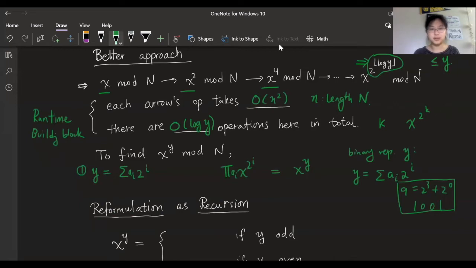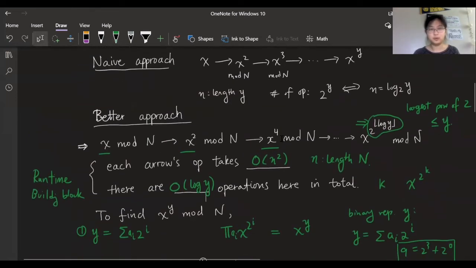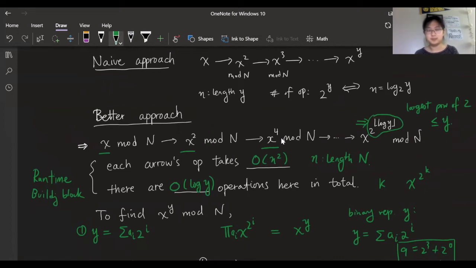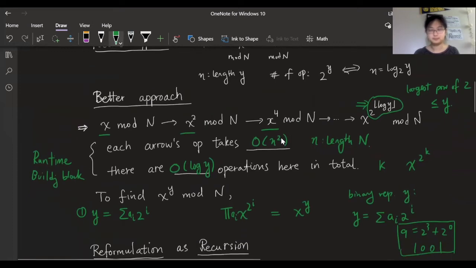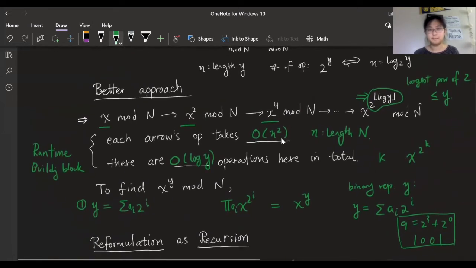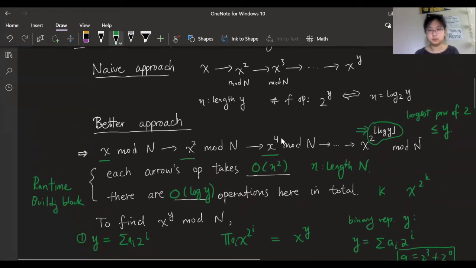Remember how we had this problem before where we had a runtime of 2 to the y. Now we don't because we're going to take a log of y, right? Oh, sorry, this is log 2 to the n. Huh, whoops.